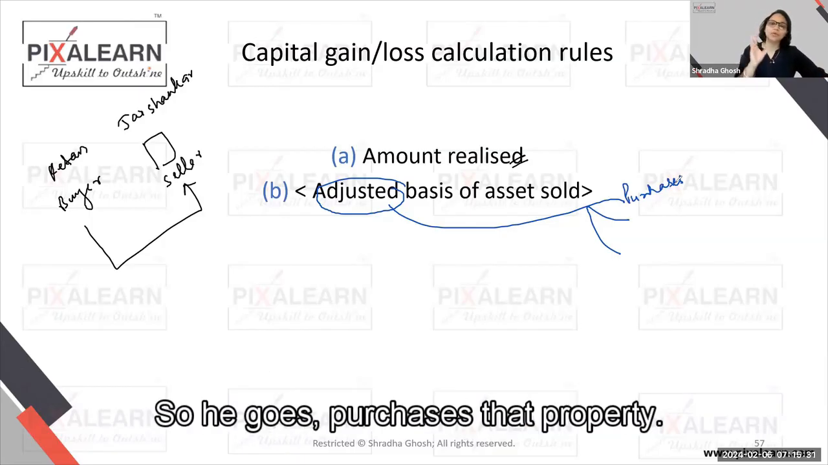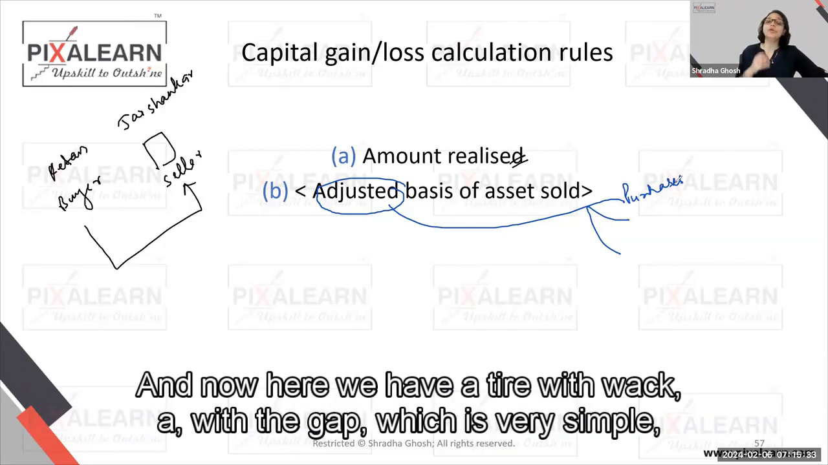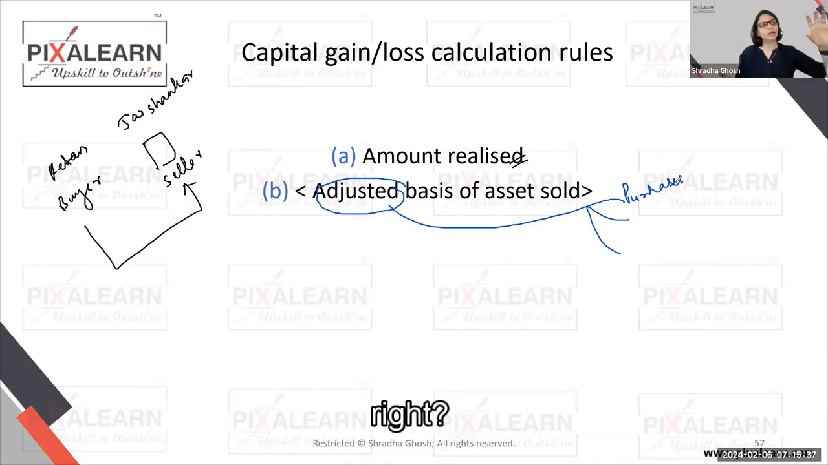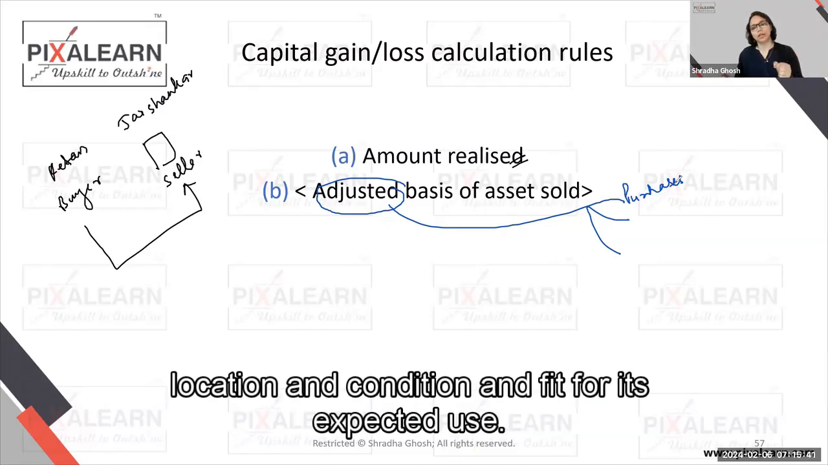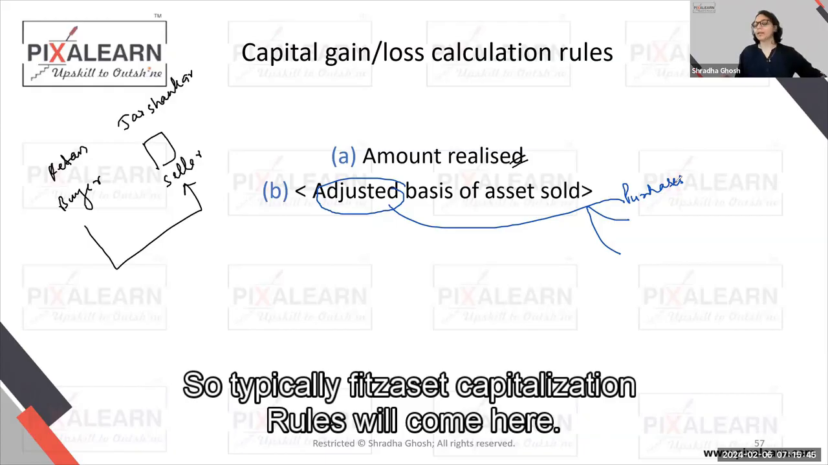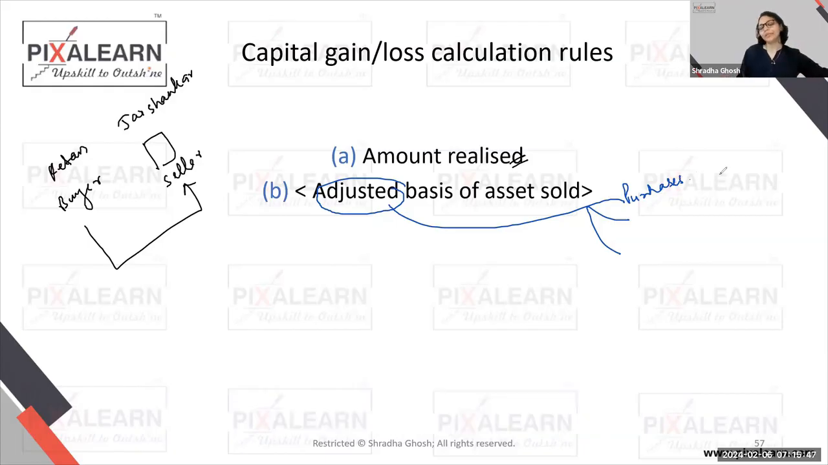Very good. So he purchases that property, and here we have a tie-up with GAAP, which is very simple. We take the cost of buying that property, bringing it to the present location and condition and fit for its expected use. So typically, fixed asset capitalization rules will come here.